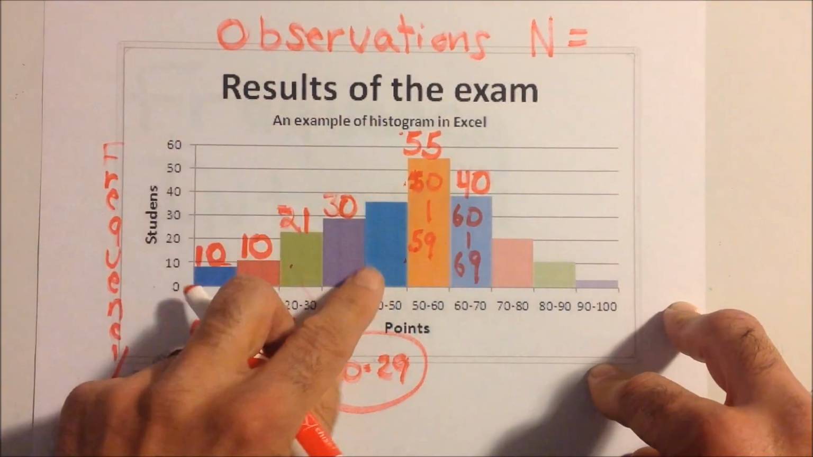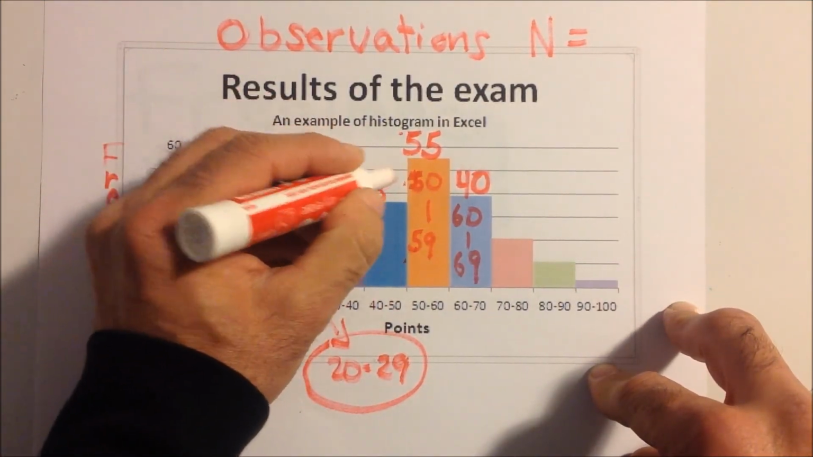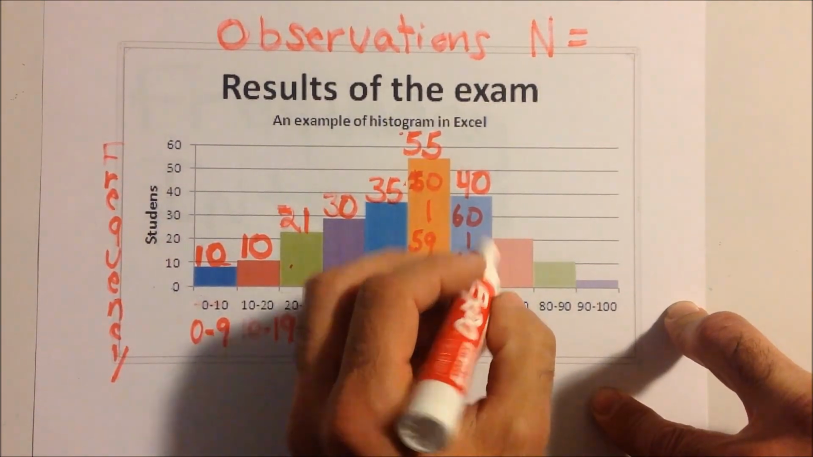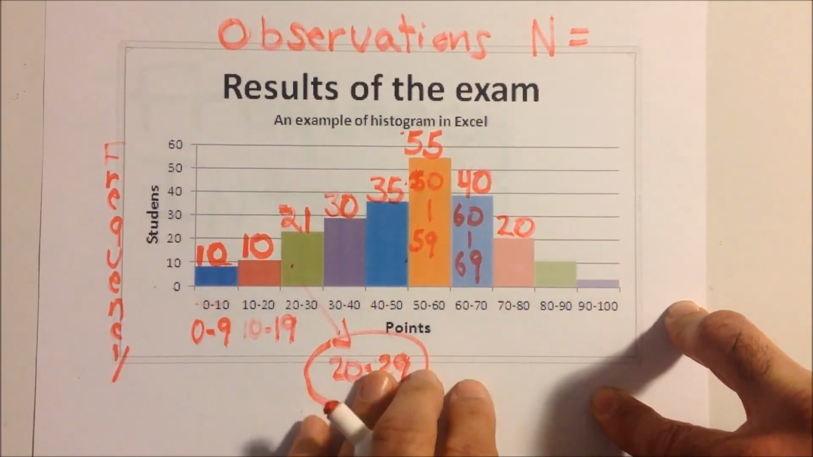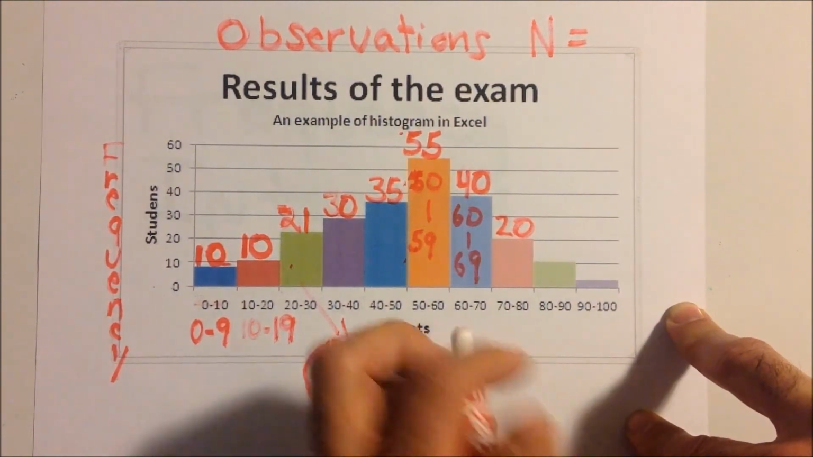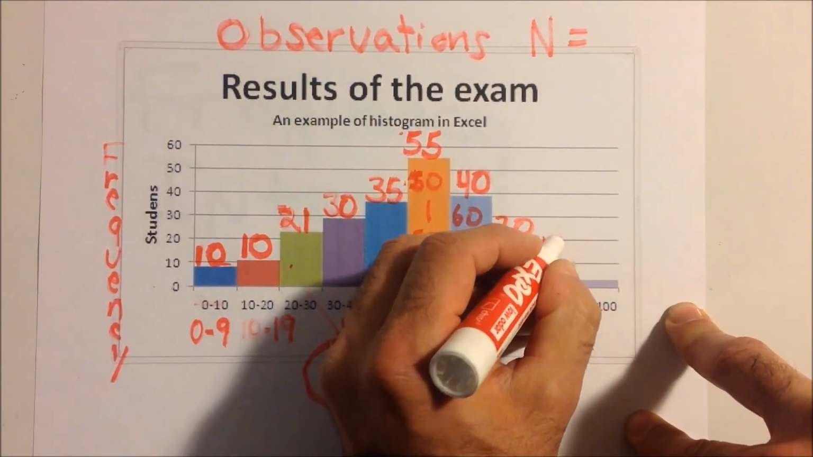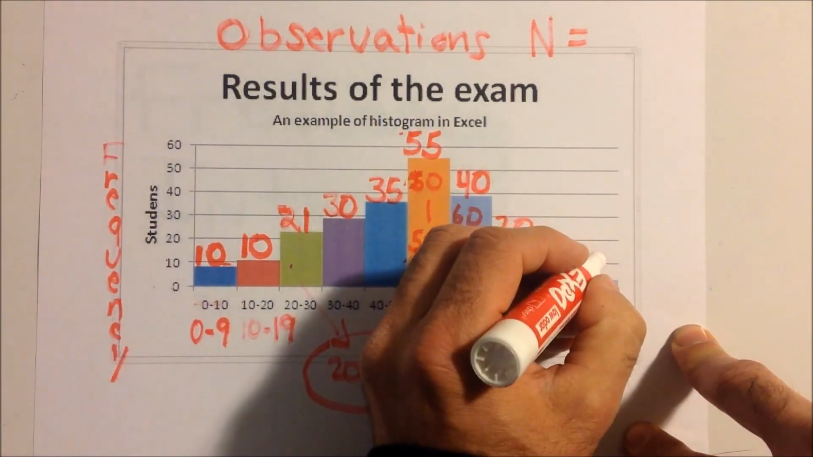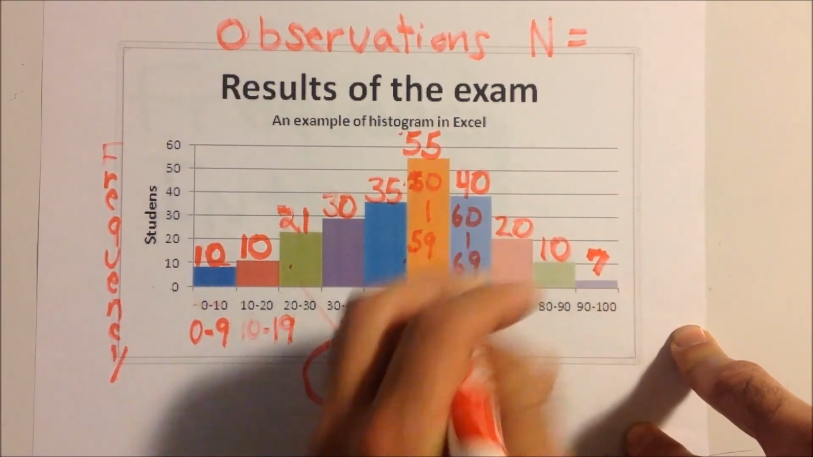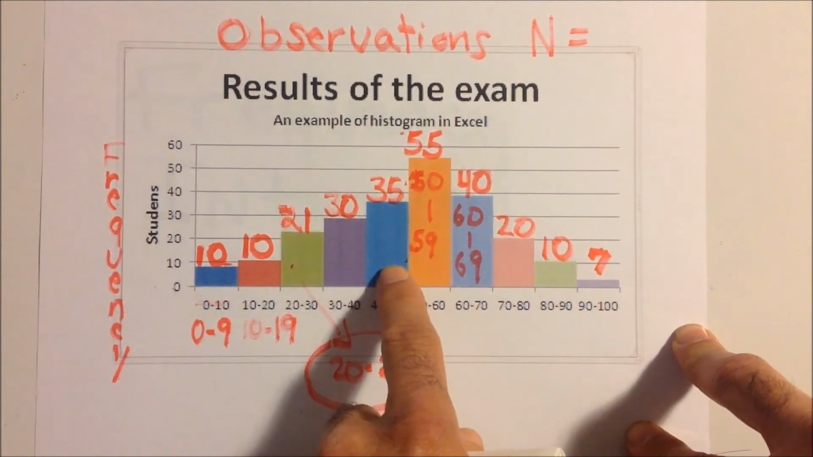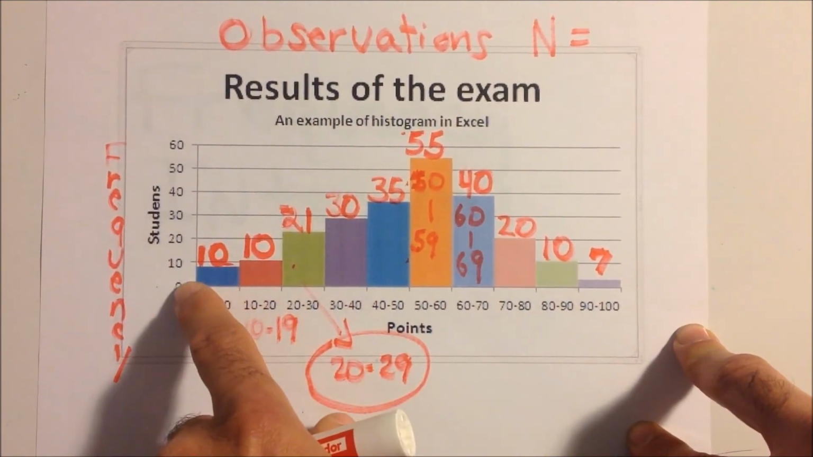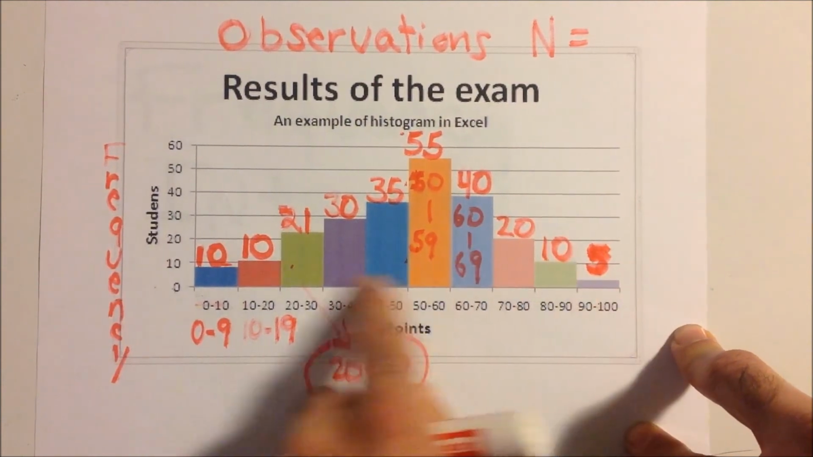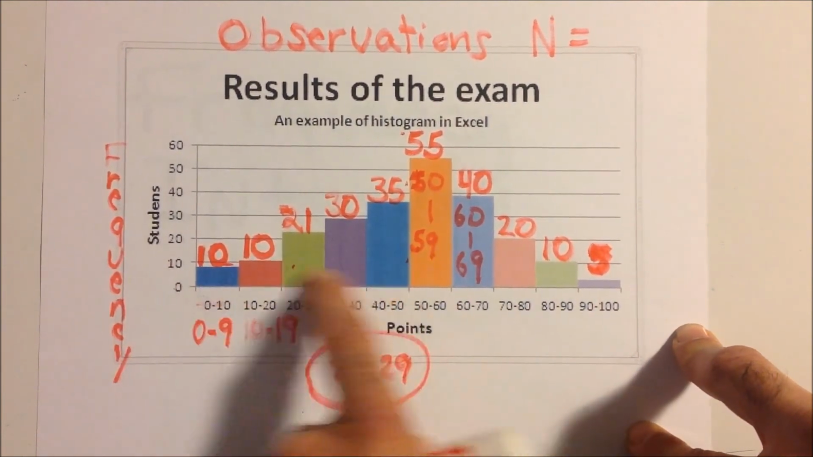From 40 to 49, we have about 35. From 70 to 79, we have about 20. From 80 to 89, we'll have about 10, we'll say. And from 90 to 100, we have about, we'll just say about 7, because it's a little lower than 10. Well, actually, we'll just say 5. Could be even 2 or 3, but we'll just say that.